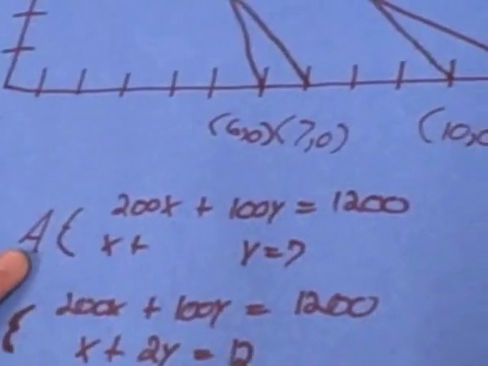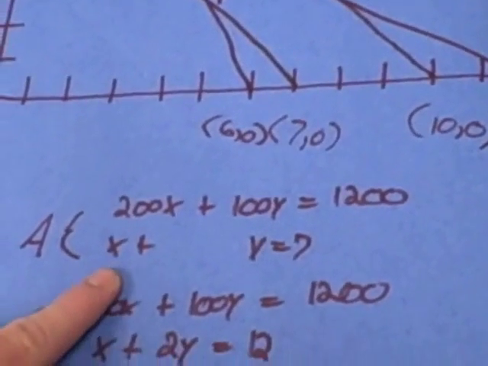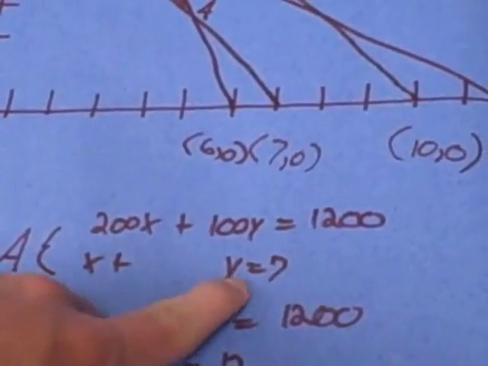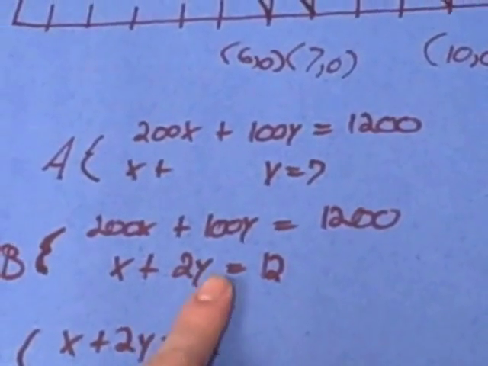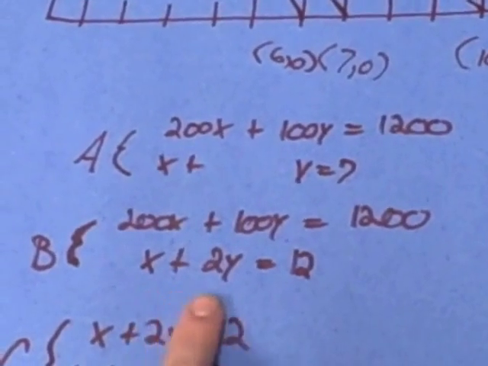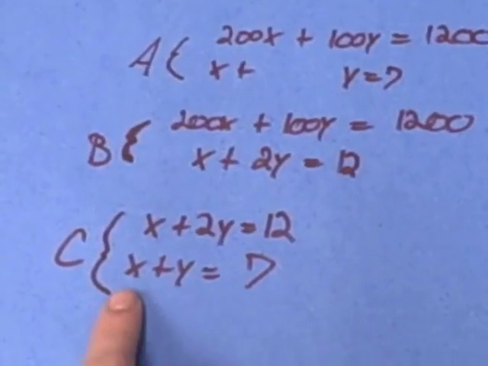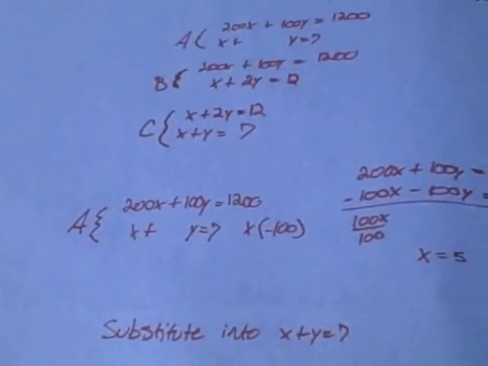So A is going to be 200x plus 100y equals 1200, and then down below that is x plus y equals 7. And then B is 200x plus 100y equals 1200, x plus 2y equals 12. C is x plus 2y equals 12, x plus y equals 7. Alright, so let's work these out for A.